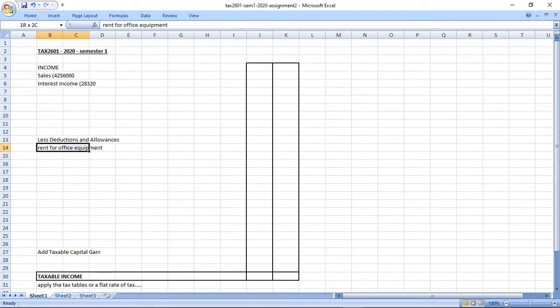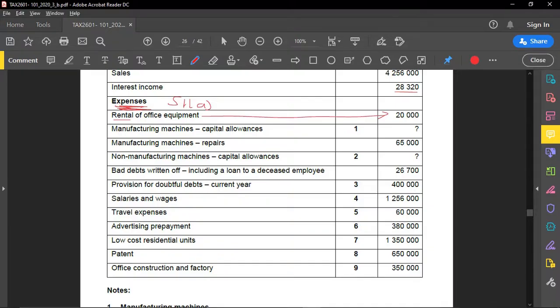Okay, remember this is the rent for the office equipment. You're renting the equipment. You don't own the equipment. So there's no capital allowance here, obviously. All right, so this deduction, again in brackets, what is the amount? 20,000. Rent for office equipment.